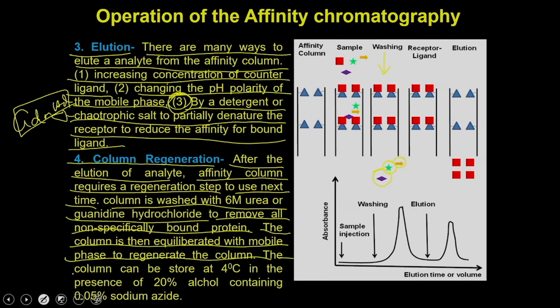The column can be stored at 4 degrees in the presence of 20% alcohol containing 0.05% sodium azide. So, once you are done with the washing step, then you can just put the counter ligands, and that is going to be competitive for the bound ligand, and as a result the ligand is going to be eluted from the column.